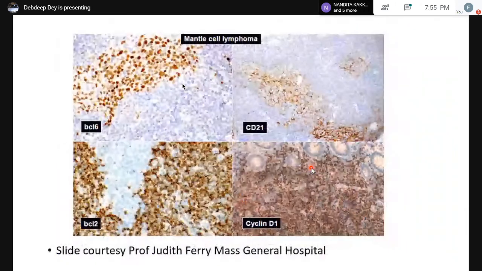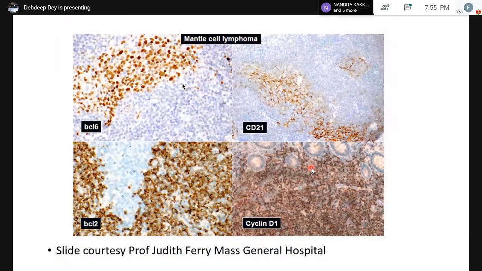And when you do your markers, it is positive for cyclin D1, as you can see, with CD21 highlighting the dendritic cell meshwork. The BCL6 is positive within the residual follicle, and the BCL2 is negative within the follicle, but it's positive outside the follicle, that is, in the proliferating mantle zone cells. So you have to see where your follicle is and whether it's BCL2 negative or BCL2 positive.